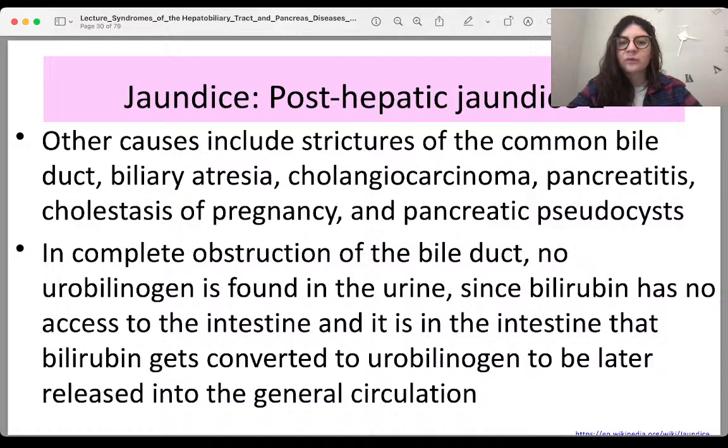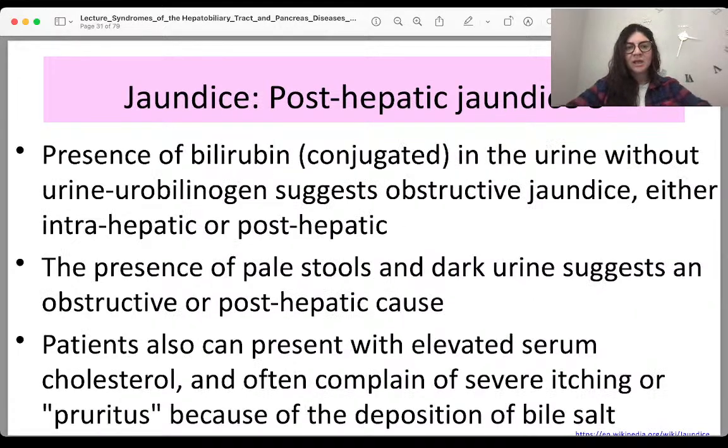In incomplete obstruction of the bile duct, no urobilinogen is found in the urine, since bilirubin has no access to the intestine, and it is in the intestine that bilirubin gets converted to urobilinogen to be later released into the general circulation. Presence of bilirubin, here mostly conjugated bilirubin, in the urine without urine urobilinogen suggests obstructive jaundice.